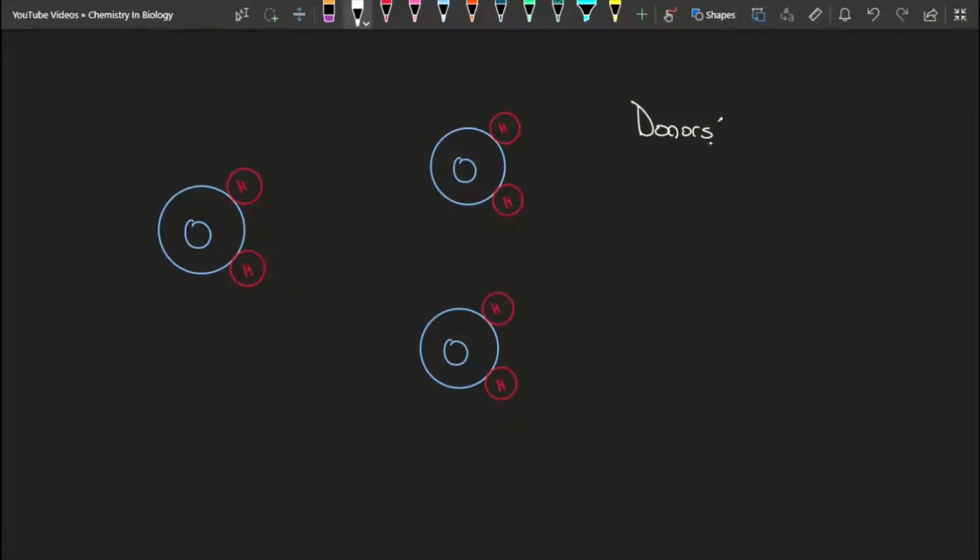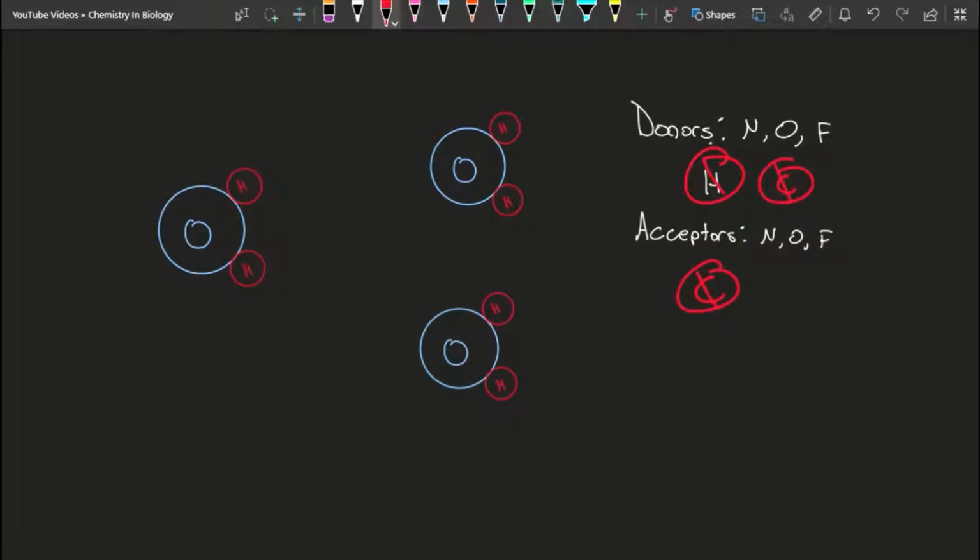Hydrogen bond donors are usually nitrogen, oxygen, or fluorine. Hydrogen is never a hydrogen bond donor because in this case, hydrogen is being donated. As for acceptors, hydrogen bond acceptors are also usually nitrogen, oxygen, or fluorine. In both cases, carbon is never a hydrogen bond donor or a hydrogen bond acceptor. In a hydrogen bond, positive ions will attract negative ions.